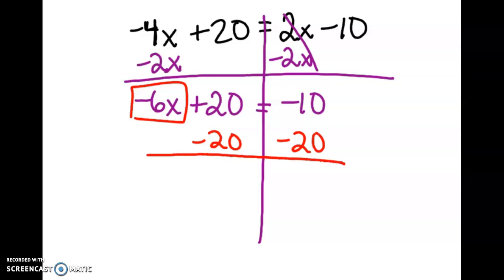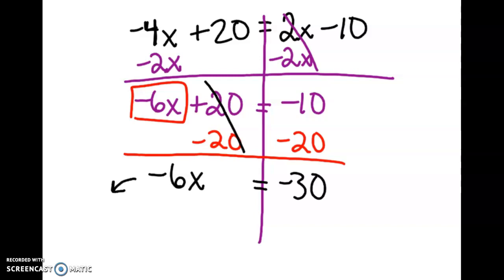Remember, adding and subtracting come first. Multiplying and dividing would be last. So 20 minus 20 is 0, leaving us with negative 6x on the left and negative 30 on the right. The last step is multiplying and dividing.